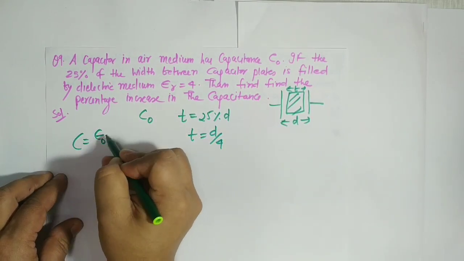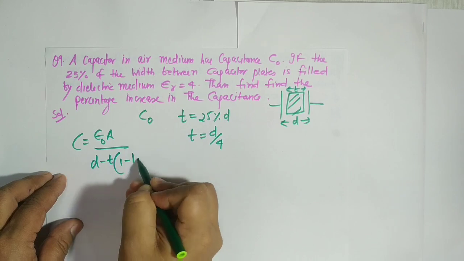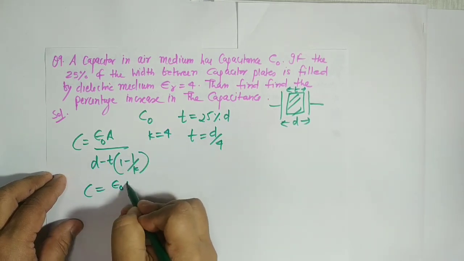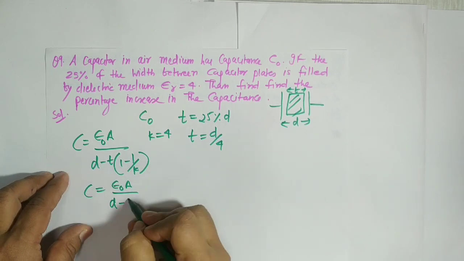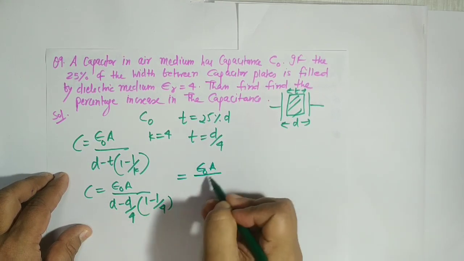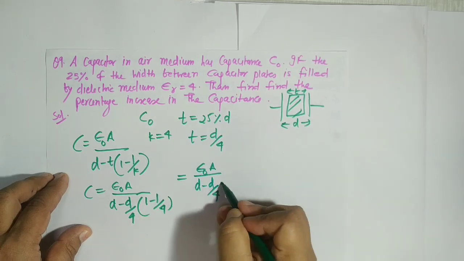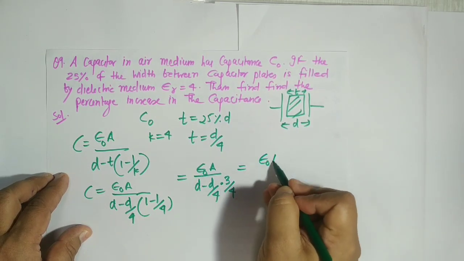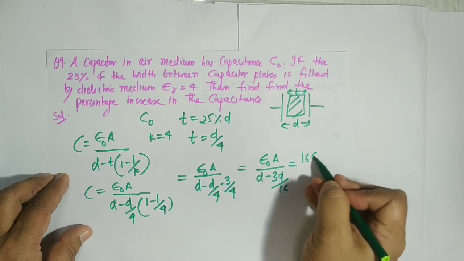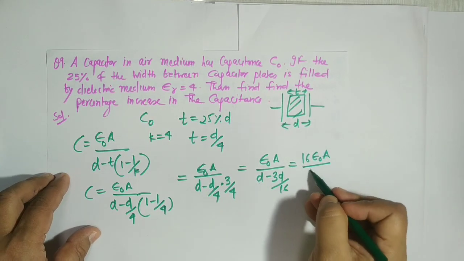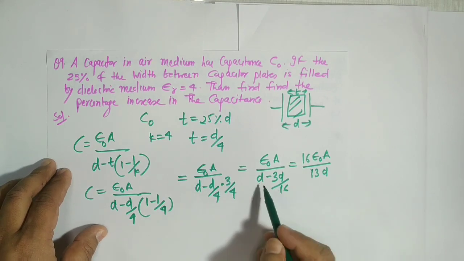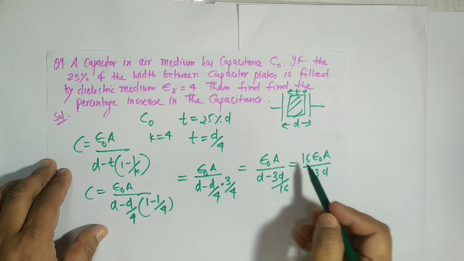What was the formula for the capacitance? Epsilon naught A by D minus T, 1 minus 1 by K. It was for the dielectric. K is here 4. So put it here, epsilon naught A by D minus T. In place of T, it will be D by 4, and 1 minus 1 by K is 3 by 4. So calculate it: epsilon naught A by D minus 3D by 16. So it becomes 16 epsilon naught A, and 16D minus 3D is 13D.